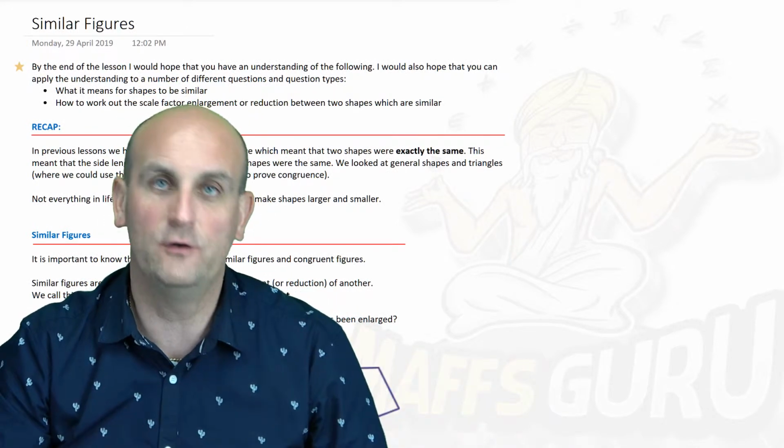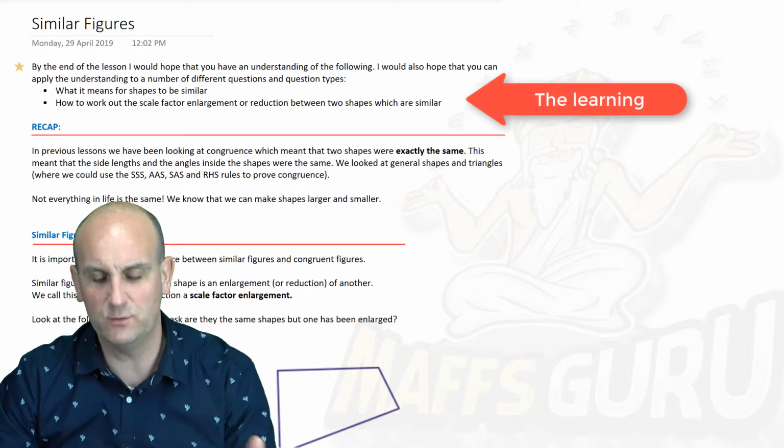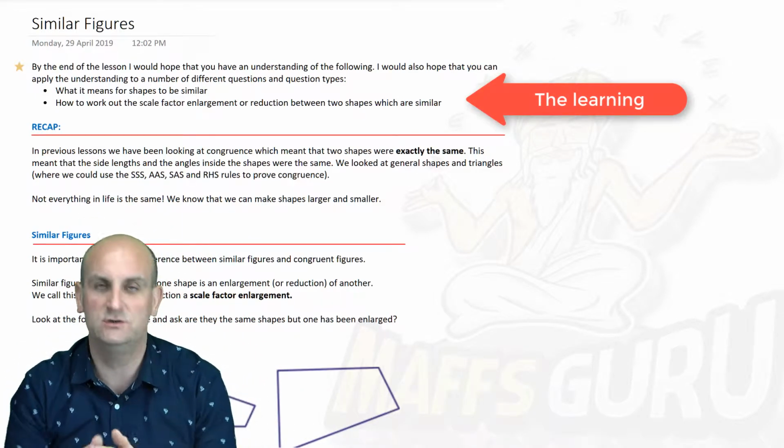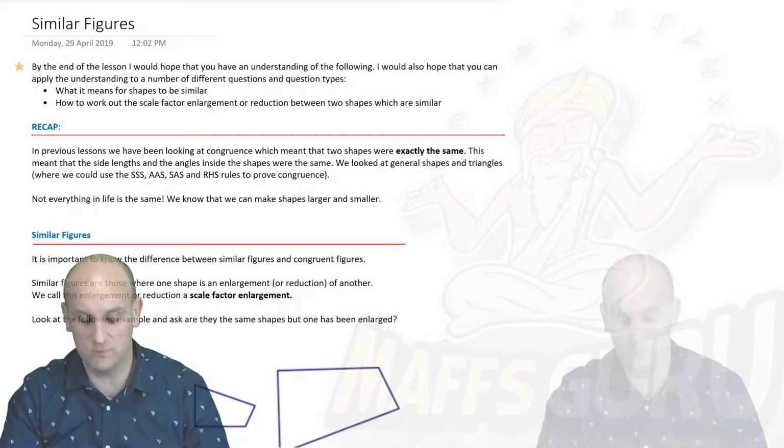So what am I going to look for by the end of this lesson? It's about what it means for shapes to be similar and how to work out scale factor enlargements between two shapes which are similar, and use that to find missing sides of shapes as well.